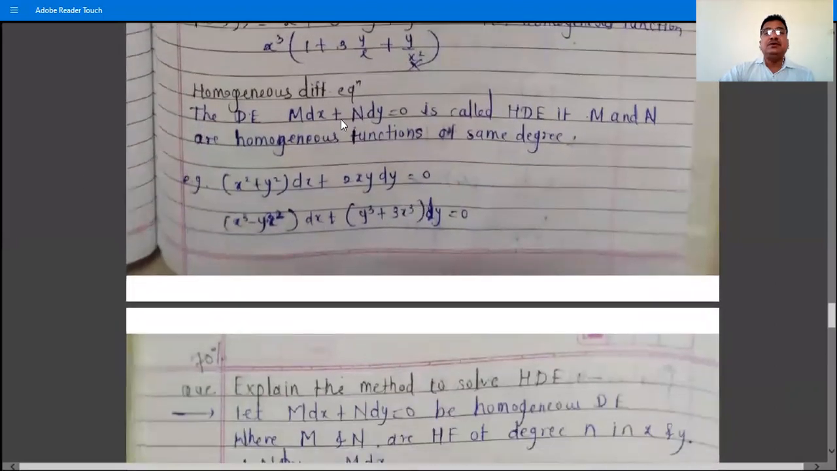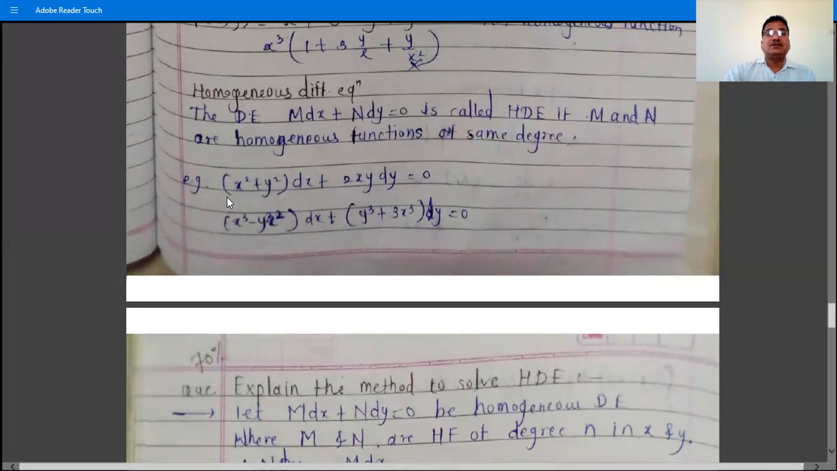So next is the homogeneous differential equation. Now the main topic is the homogeneous differential equation. The differential equation M dx plus N dy, where M and N are homogeneous functions of the same degree, of x and y, is called a homogeneous differential equation. The differential equation M dx plus N dy is equal to 0 is called a homogeneous differential equation if M and N both are homogeneous functions of x and y of the same degree. Then we say M dx plus N dy is a homogeneous differential equation.